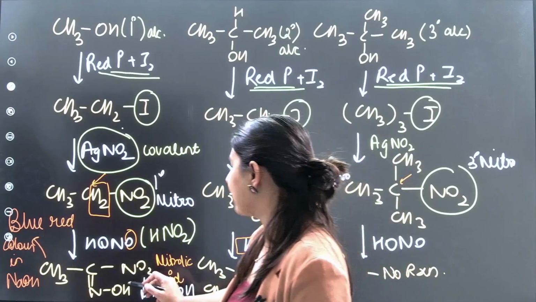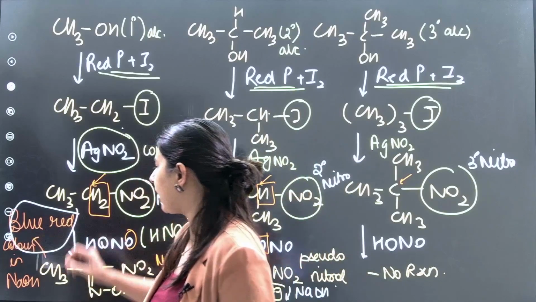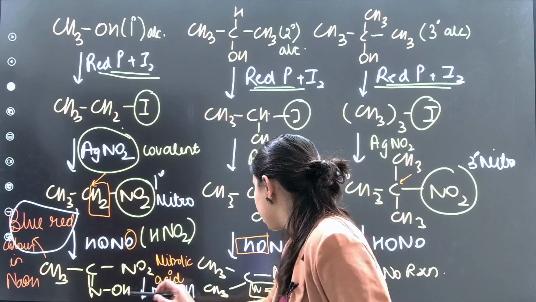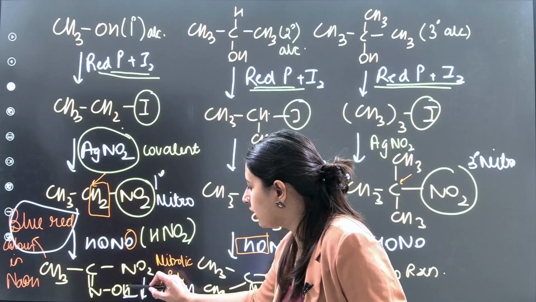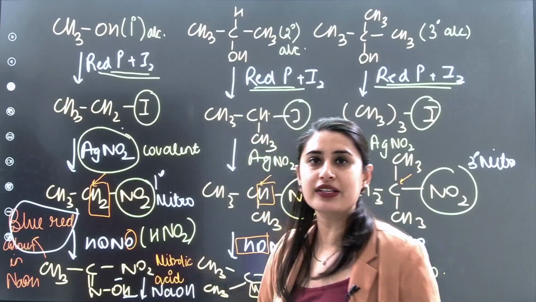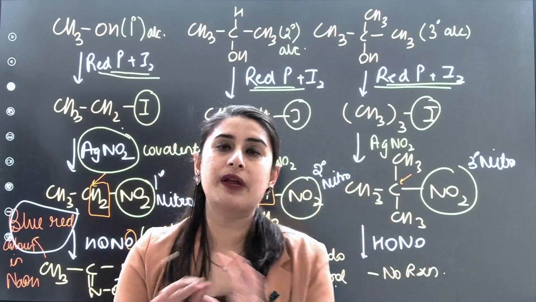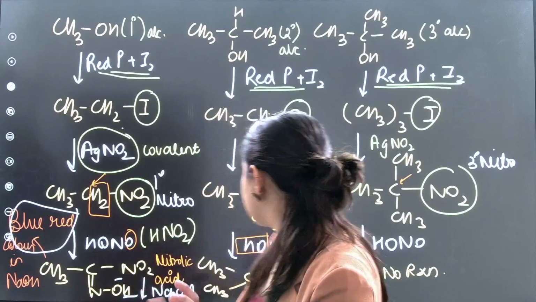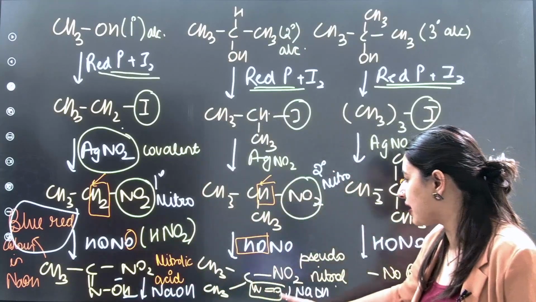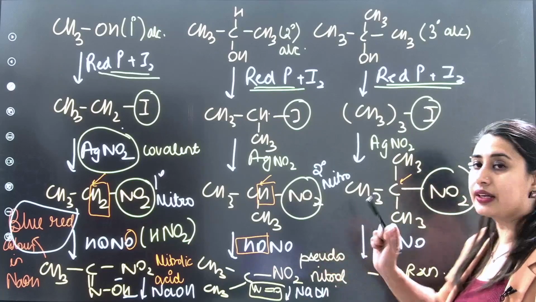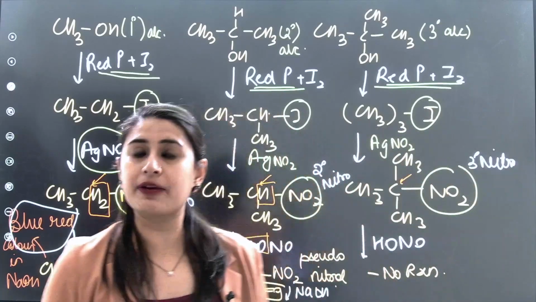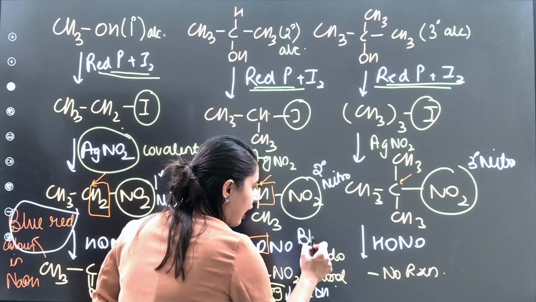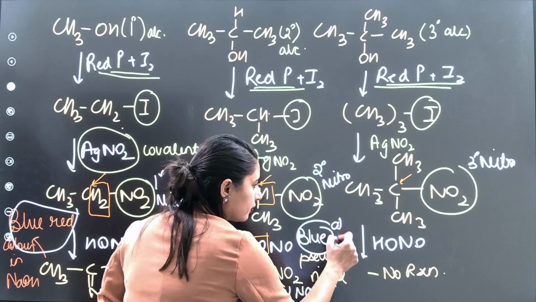If you add sodium hydroxide, you will get a beautiful blue-red color because of the presence of this H here, so you can get O minus Na plus, so you will get a beautiful soluble salt which is going to give you a bluish reddish color. But here there is no such acidic hydrogen present, so on adding NaOH you will get a precipitate. That precipitate is going to be blue in color. So here you get a blue precipitate after adding NaOH.